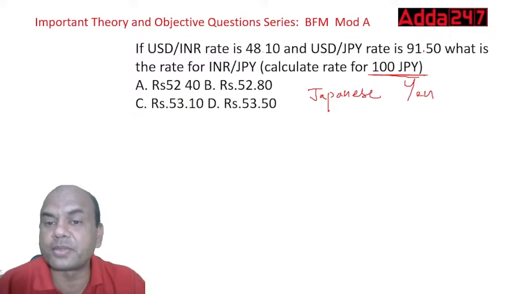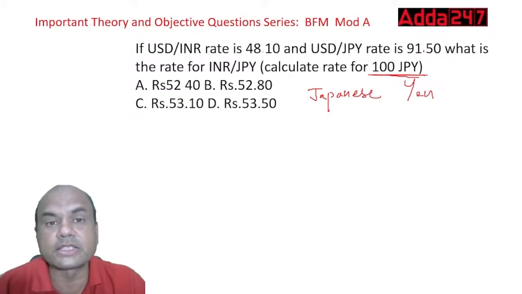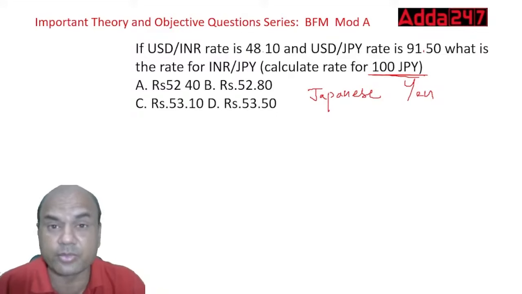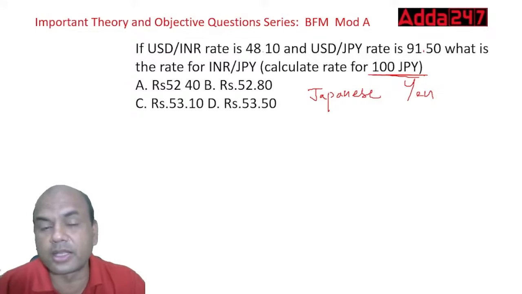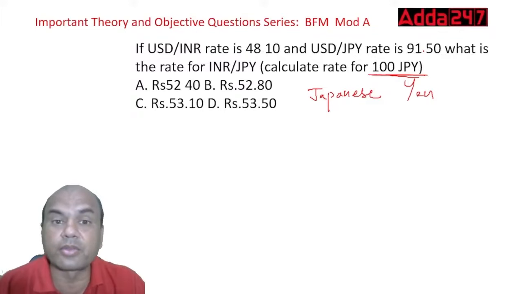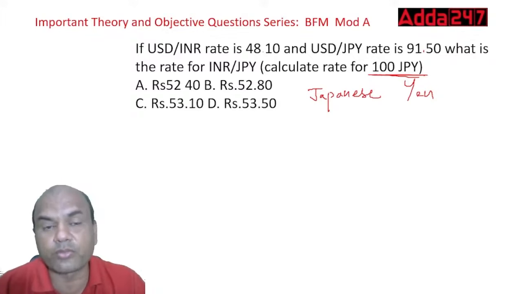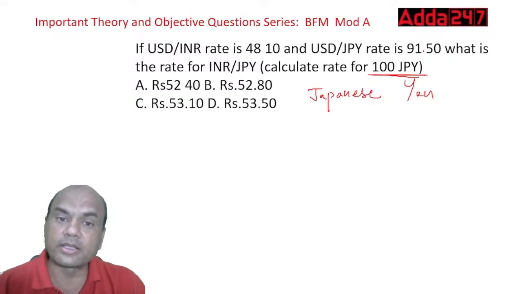Japanese yen is always calculated in terms of hundreds. We always calculate it as 100 JPY, 200 JPY, 300 JPY. Rates are quoted in that way. Why? Because the currency value is very small. But remember, a lower currency value doesn't mean the country is lower. Japan is one of the top five developed countries in the world. If its currency is lower than the Indian rupee, you won't say it is less developed than India. No, nothing like that. Currency is not at all related to the development of any country.